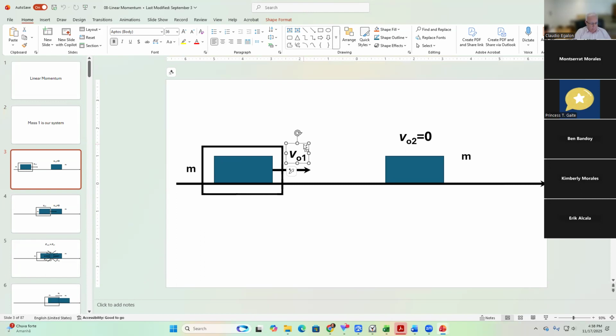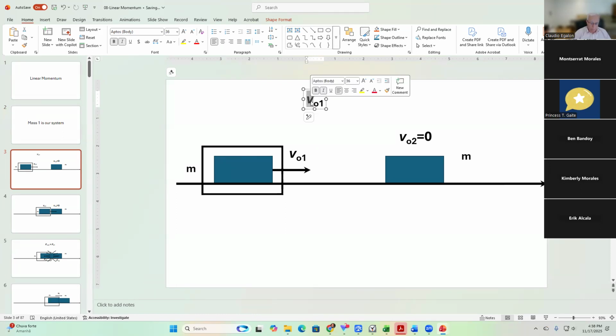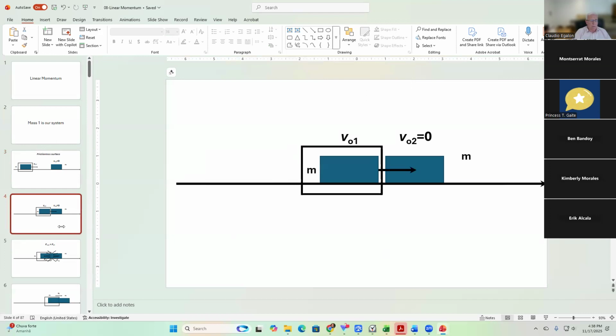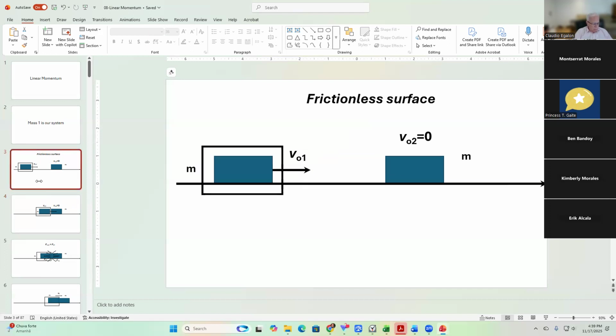So you already know from experience, assume that there is no friction, a frictionless surface. I'm going to write that down here. This mass is moving, this mass is at rest. That's what V0 is all about: initial velocity of 1, initial velocity of 2. Here is the instant just before we have a collision between those two objects, and anywhere between those two instants of time.